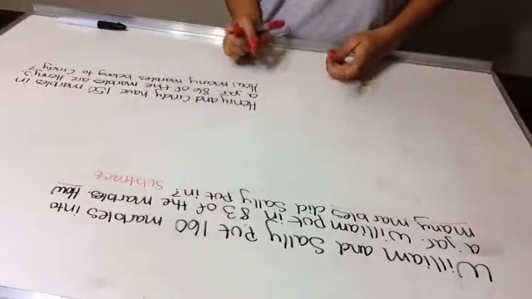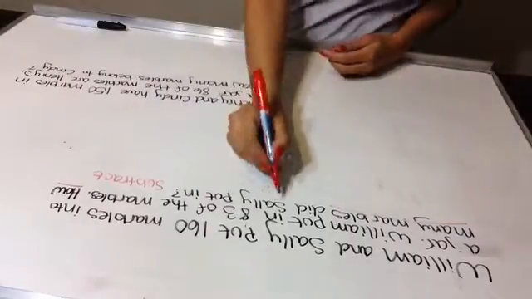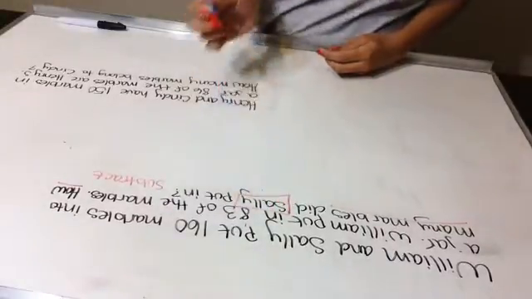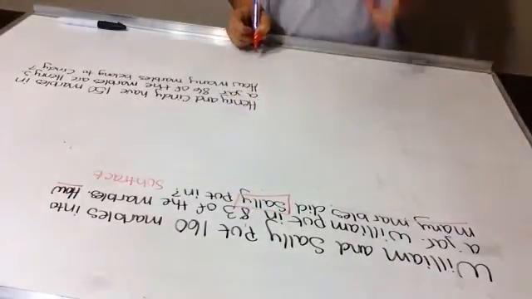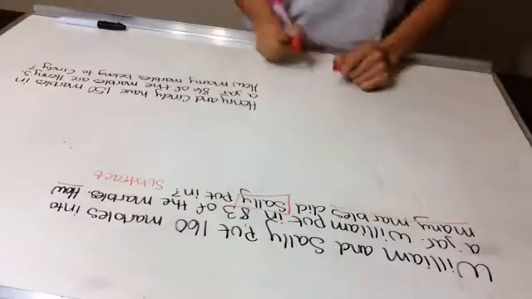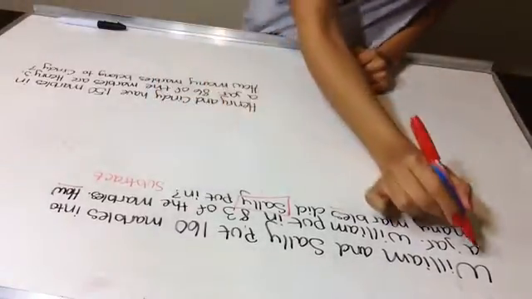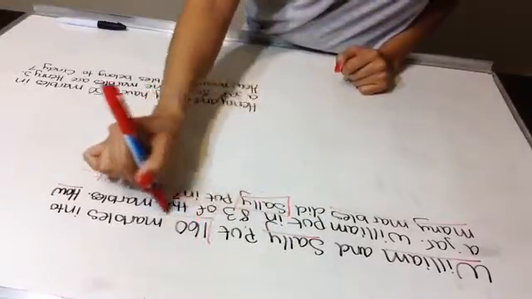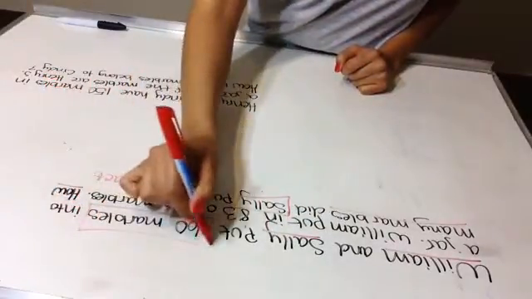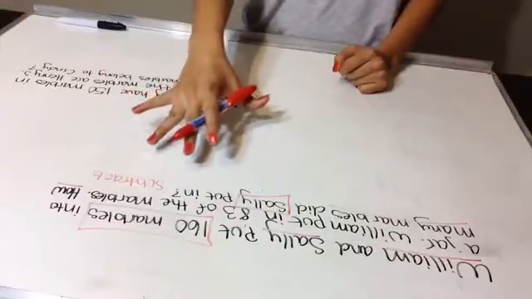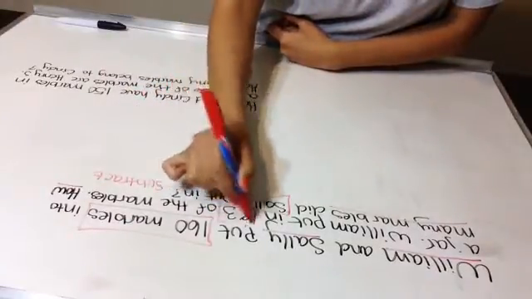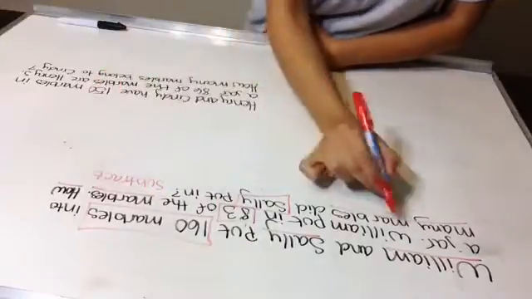So how many marbles, and it wants to know about Sally. How many did she put in? So let's go back and look at this part of the problem. We know that William and Sally put in 160 of the marbles. So that's our total that we have. And we know that 83 of the marbles belong to William.